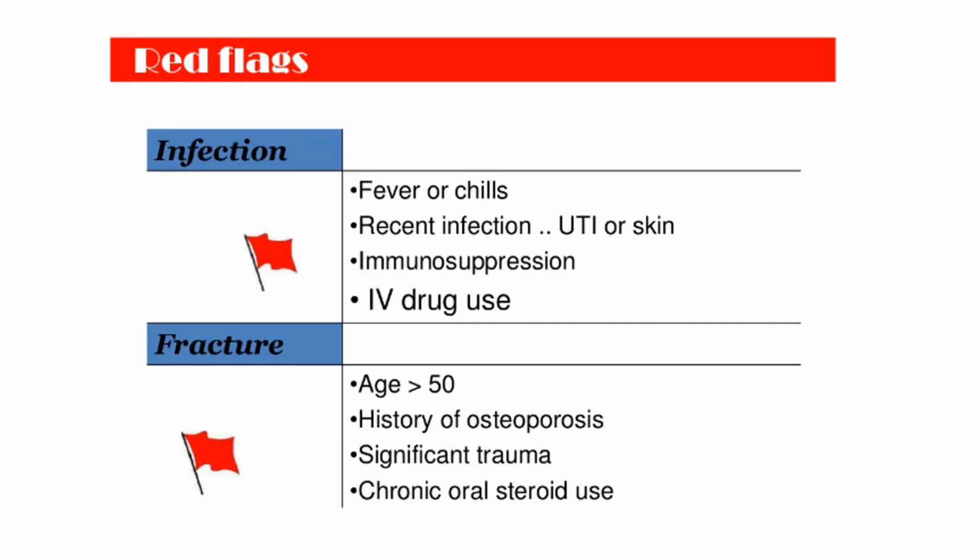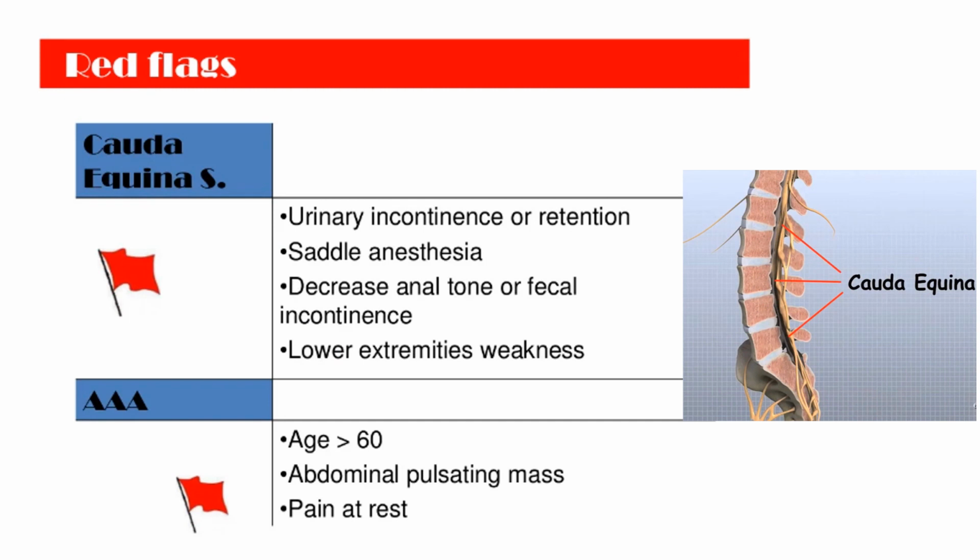And if there is any history of injury, and there is osteoporosis and significant trauma, and there is any chronic oral steroid use, you can refer to a specialist. Another thing is, as I told, is the cauda equina syndrome. That's an emergency. And abdominal aorta aneurysm, you suspect there is an abdominal pulsating mass and the age is more than 60 years. So the pain at rest is a danger sign in a low back pain.